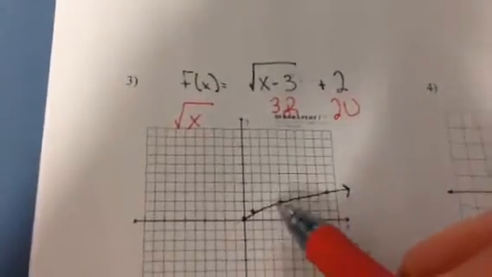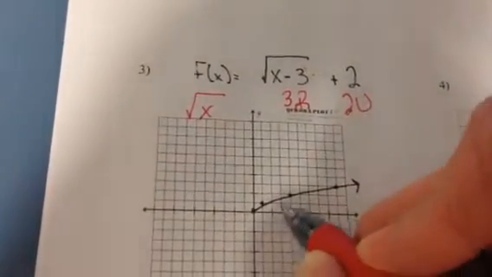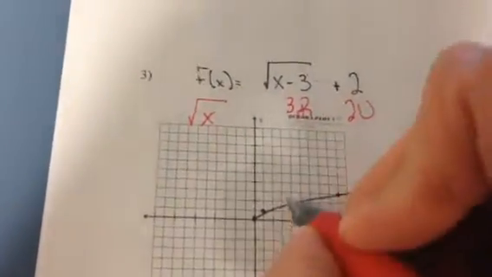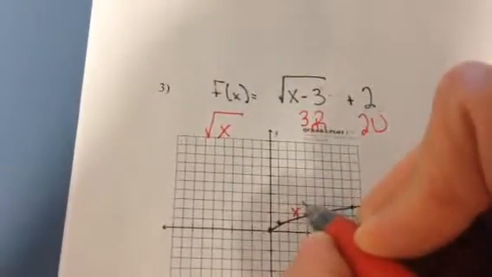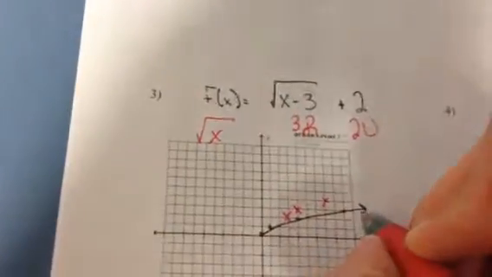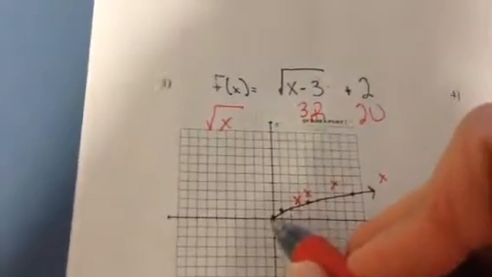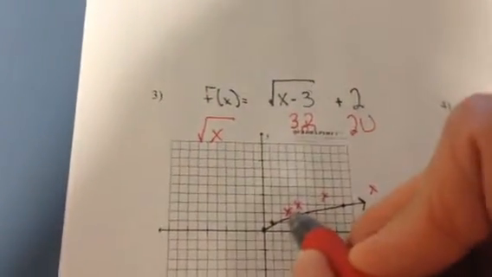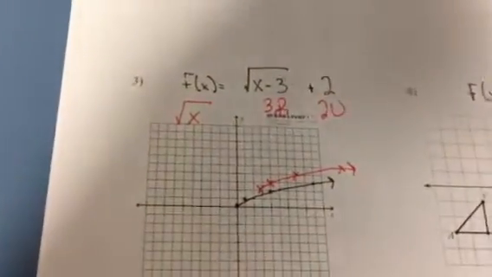So I'm just going to take the key points Mrs. Slauson gave me, and I'm going to move each of them right 3 and up 2. So this one's going to go right 3 and up 2, right 3 and up 2. And this one, it'll go a little bit off the graph, but that's okay. I can estimate it. And then how this starts and keeps going, now it's going to start here, and it's going to keep going. Okay?